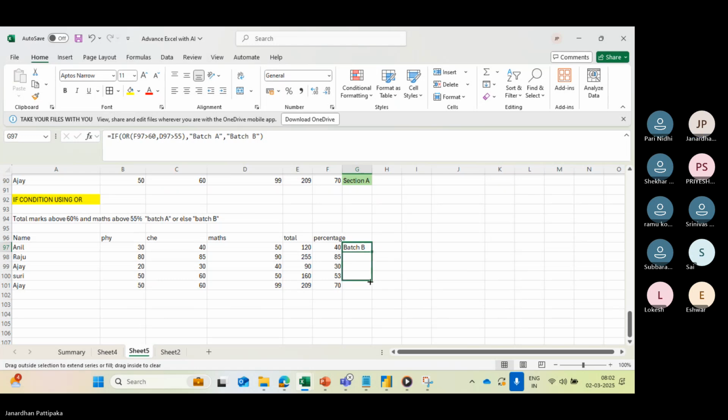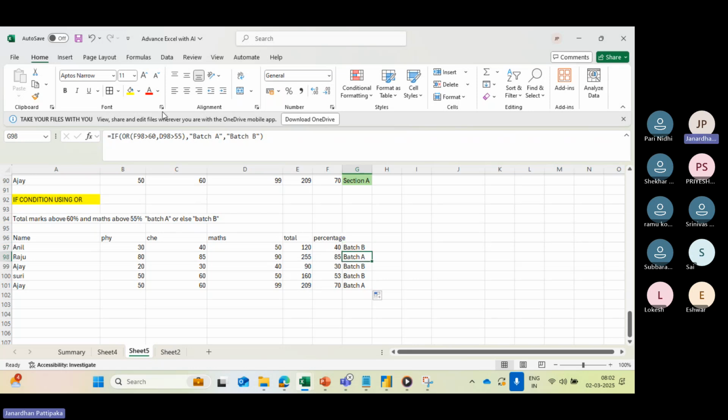Batch B. Now you can see here, in this condition, only these two satisfy the conditions, so you will get the batch B. Now, if both conditions apply, that means you should have 60% and 50%. Now let us see the batch A.